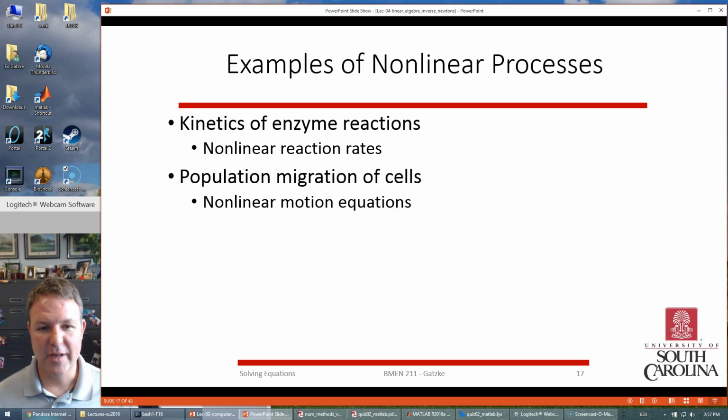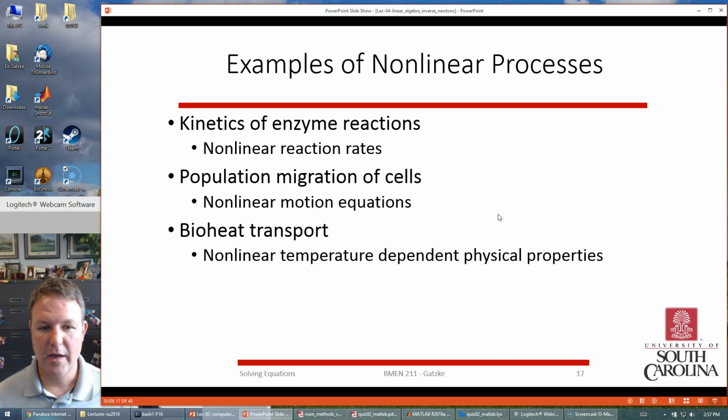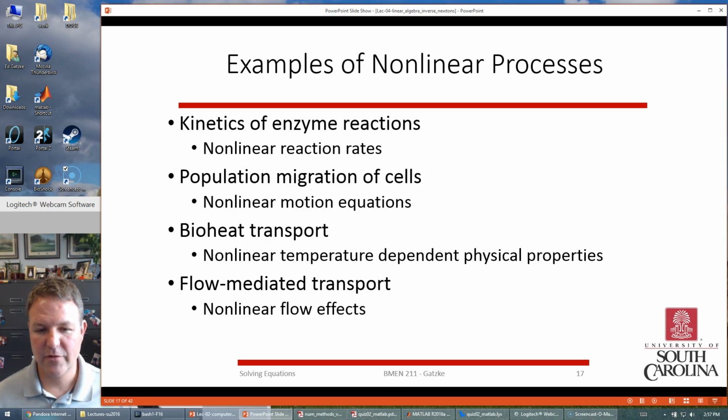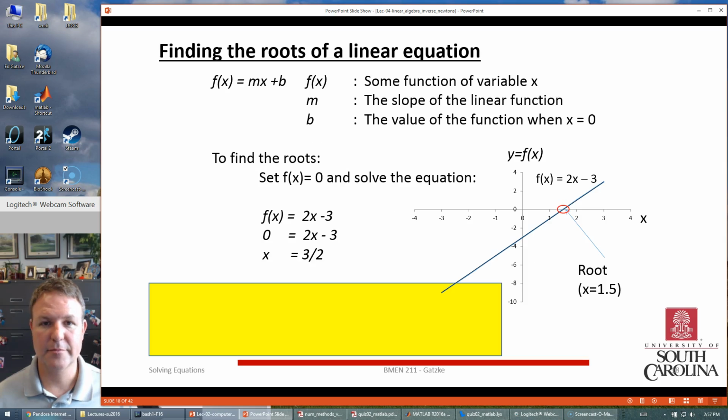If you have populations of cells, there are nonlinear motion equations used to model these types of processes. Heat transport. You can have nonlinear temperature properties. The physical properties of a process may depend on temperature. So things like viscosity and density may change as a function of temperature, and that makes all of the equations you're trying to solve nonlinear. And flow. When you're flowing things, there are all sorts of nonlinear effects when you have liquids or gases flowing around in a system. Lots and lots of complex models arise when you start to make things more and more nonlinear.